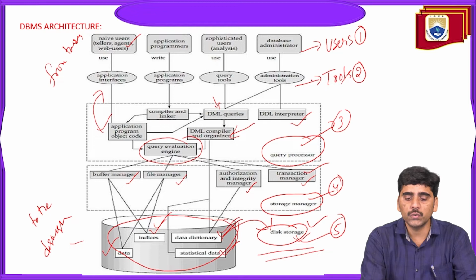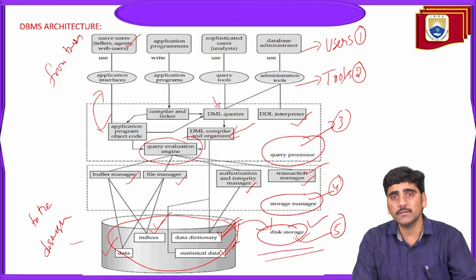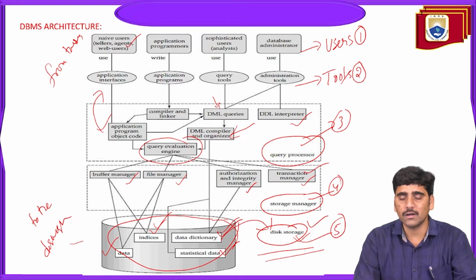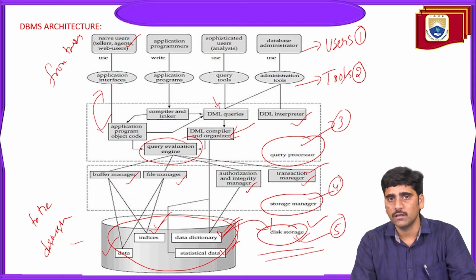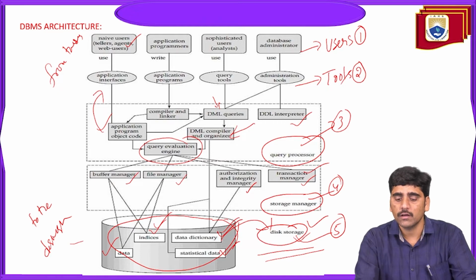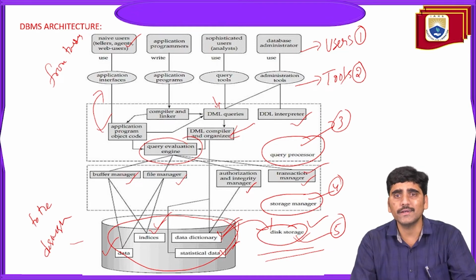And the next one, tools. The fourth one is tools. So the application interface is one tool, the application program is also one tool, and query tools like DBMS software and administrative tools. These are all the tools that interact with the query processor from the users. Users write some queries, and those queries are processed by the query processor with the help of these tools. That means the tools interact from the users to the query processor.